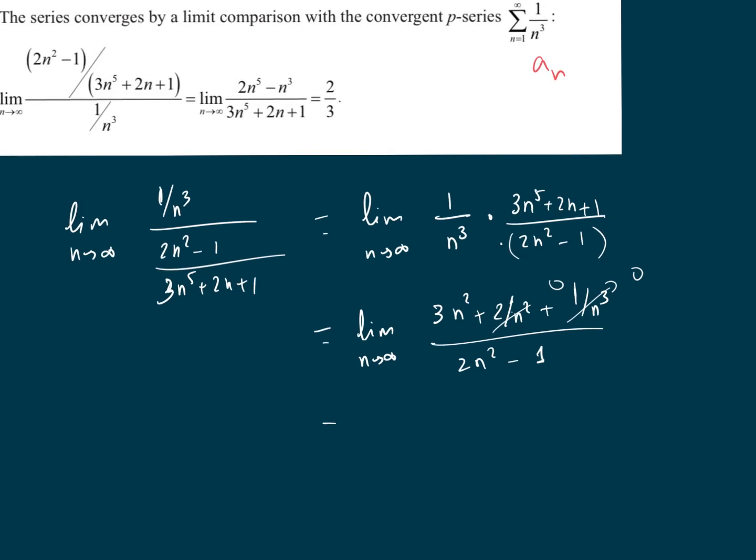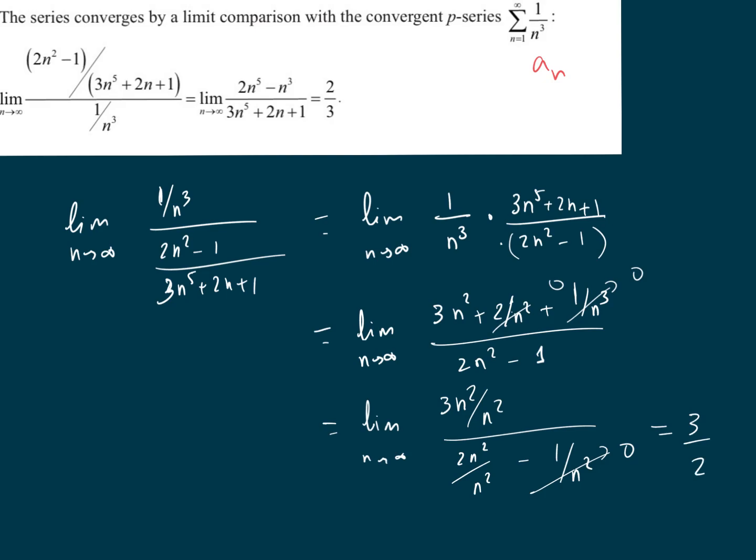I will divide again by n squared. Limit when n goes to infinity, 3n squared divided by n squared, plus 2 divided by n squared, over 2n squared divided by n squared, minus 1 divided by n squared. Okay, this will go to 0 as n goes to infinity. This goes to 0, this goes to 3, and this goes to 2, so the limit is 3/2.